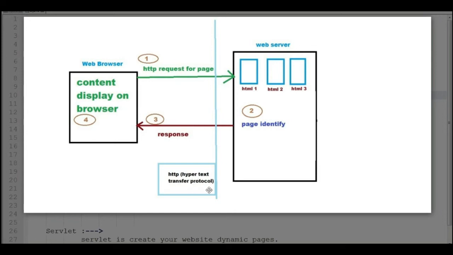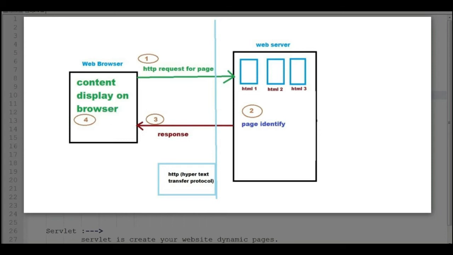HTTP is hypertext transfer protocol. For this purpose, in every website we use HTTP, and it sends your data to the web server, and the web server converts your HTTP form data into your language. Like if you use Java, then the web server converts the HTTP form into Java language. Here the web server identifies the page, which type of page you want, which type of request is coming, and when it finds this HTML, it responds to your web browser.